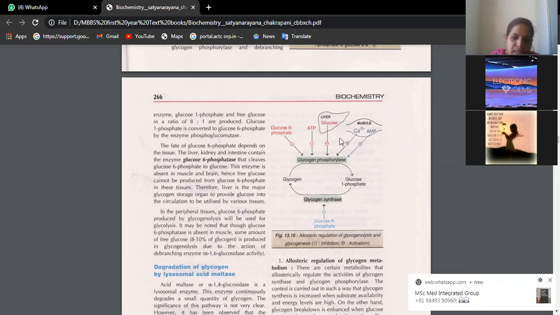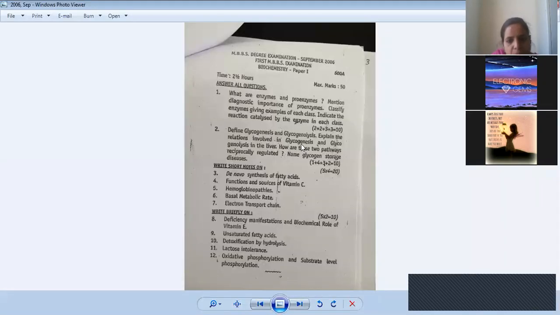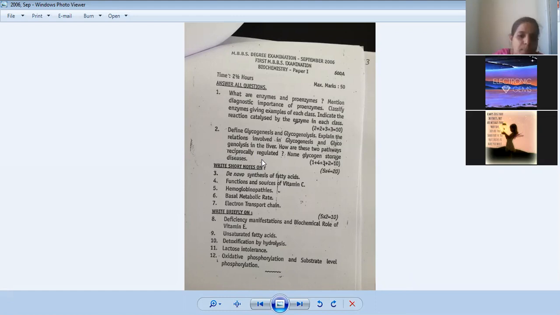So this is a cycle which helps in understanding the correlation between these two, that is, how the glycogenesis and glycogenolysis pathways are reciprocally regulated. It all depends upon the positive and negative factors. Then this is actually an essay question, the de novo synthesis of fatty acids. Of course, most of the time it won't be asked.